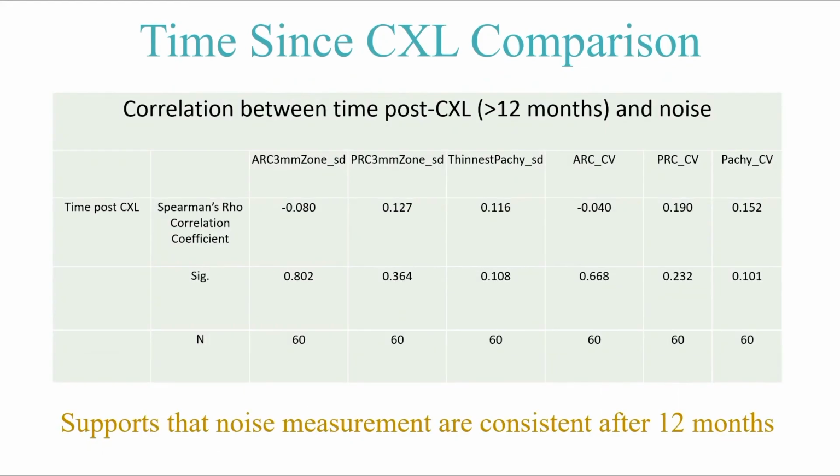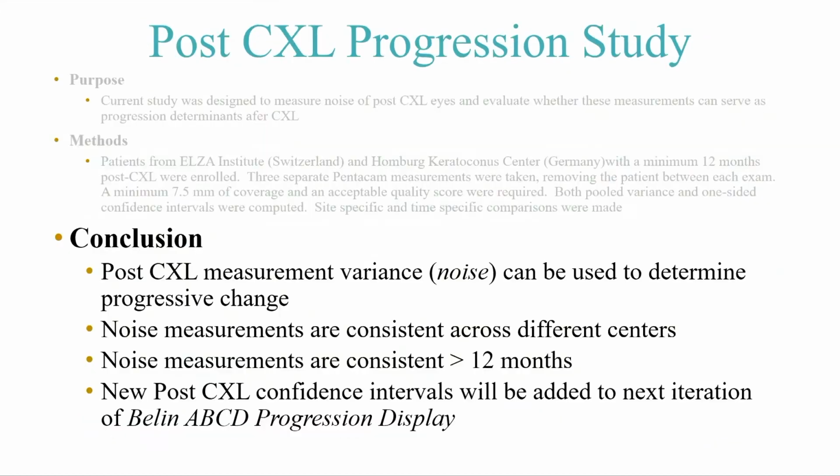This is another way to look at the same thing, but this was actually done throughout both populations. And I'm not a statistician, but I can tell you what this basically tells you, again, is that the correlation between time post-cross-linking and noise shows that there is not a variation once you get out past 12 months. So again, this supports that the noise measurements are consistent after 12 months.